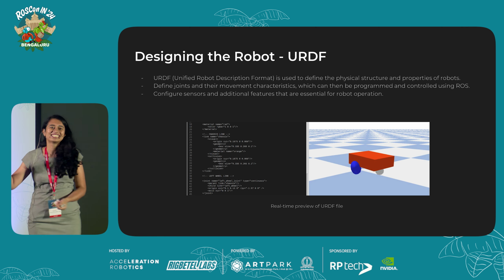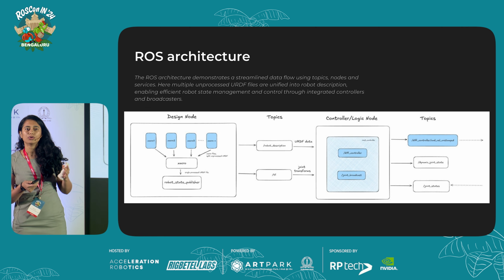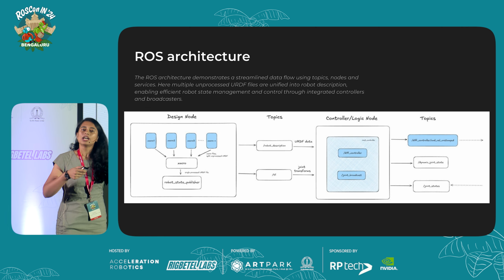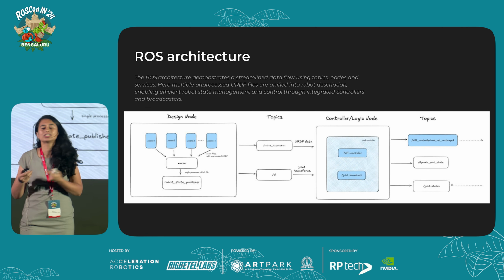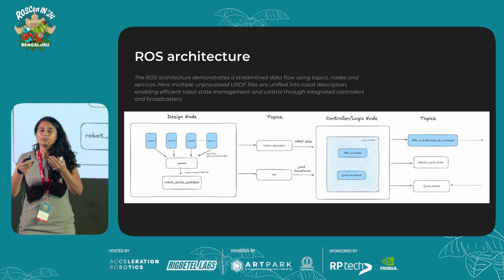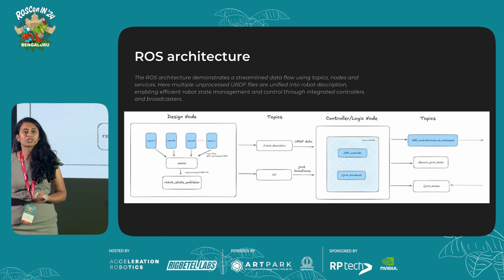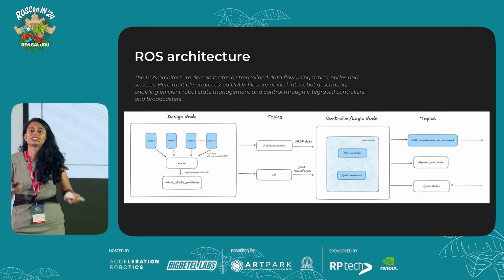And using the previous framework I had mentioned, you have a design node which has Xacro files, right? You have multiple split-up Xacro files which you can process into a single URDF file. And based on that, you get your robot description and the state of the robot. So that becomes your output topic from a robot state publisher. And you have URDF data as well as joint transforms.